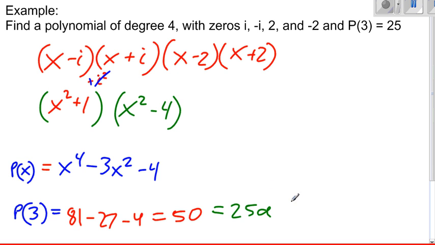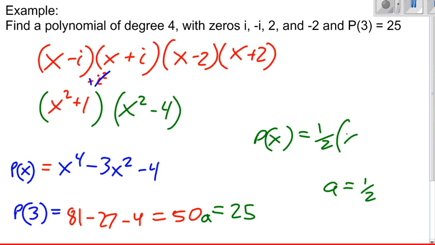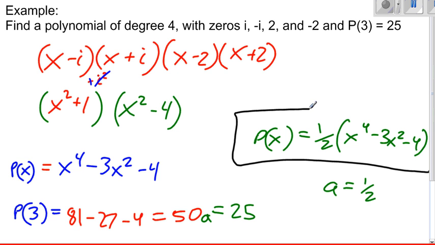It's supposed to equal 25, so it's 50 times a equals 25, which means we actually need to think of it as 50 times something equals 25. So in this case, a would equal 1/2. And that 1/2 just needs to be multiplied throughout the whole polynomial. So the simplest way to write that is that our polynomial would then be 1/2 times x to the fourth minus 3x squared minus 4. You could distribute this through if you want, but you don't need to.